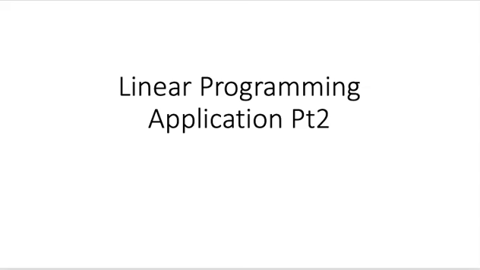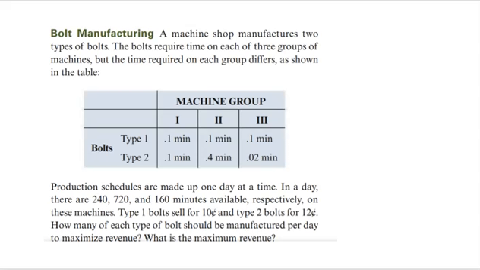This is Bob Capetta, and this is another example of linear programming in an applied context. So here's our question. A machine shop manufactures two types of bolts. The bolts require time on each of three groups of machines, but the time required on each group differs as shown in the table. So we have machine group 1, machine group 2, and machine group 3.